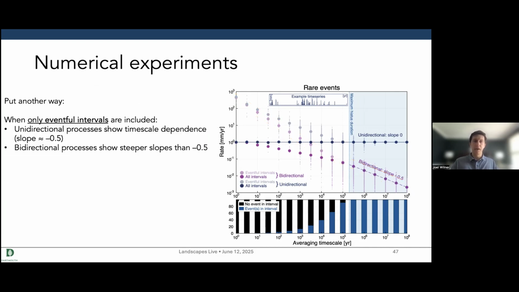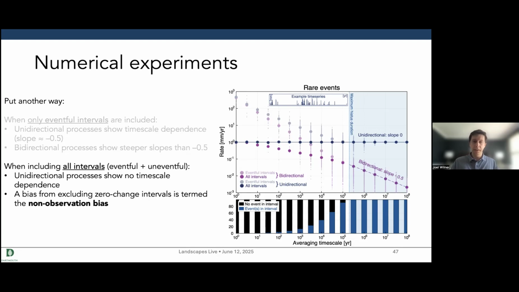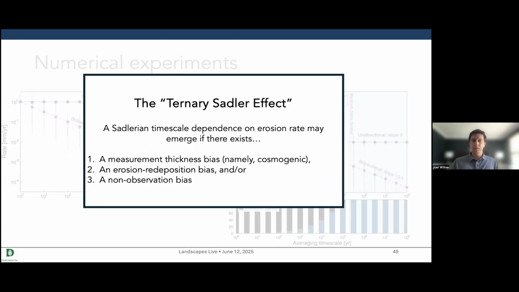So put it another way, when only eventful intervals are considered, you get unidirectional processes that show timescale dependence, and bidirectional processes show a timescale dependence that's even steeper. Whereas when you include all intervals, not just eventful intervals, but eventful and these uneventful intervals here, the unidirectional processes show no timescale dependence, and you get this bias from excluding zero change intervals that we've here termed the non-observation bias. So that was a lot, but it all comes back to this ternary Sadler effect.